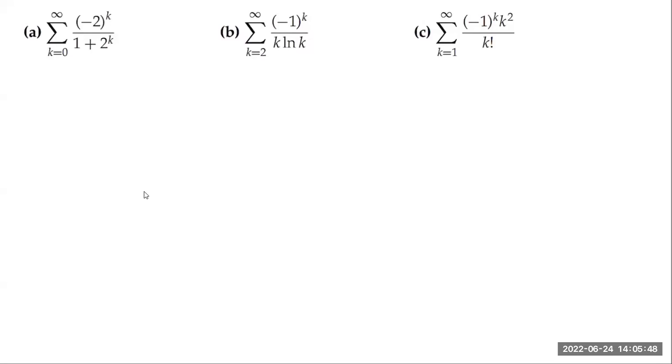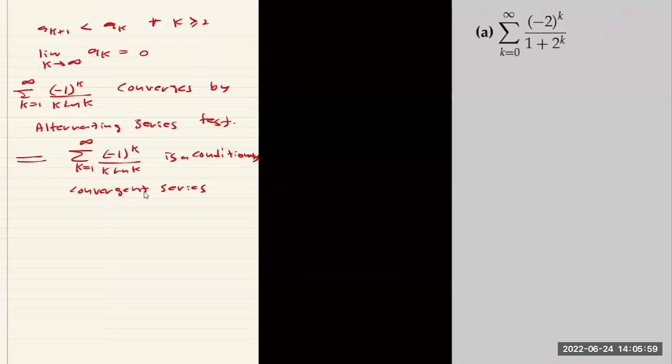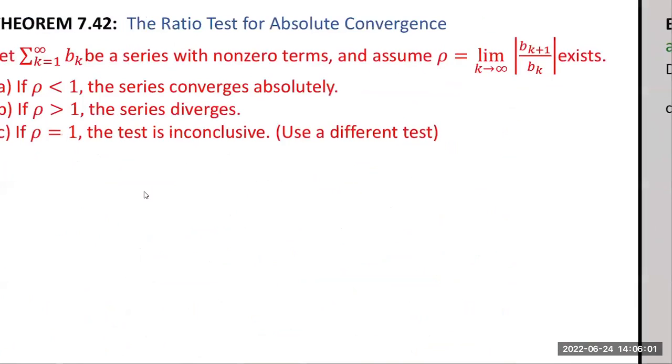Actually, before we stop, let's go over part C of the previous example that we did. I did these two parts. Let's work on this one as well. Okay. So for this one, I'm going to use the ratio test for absolute convergence.